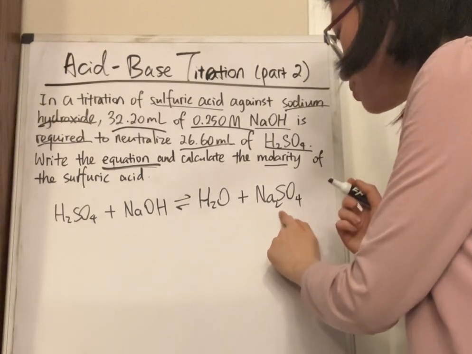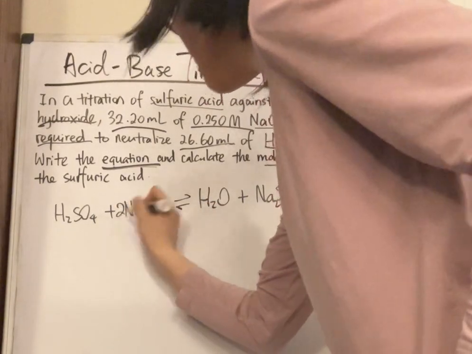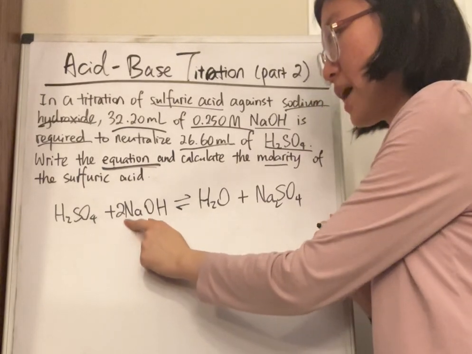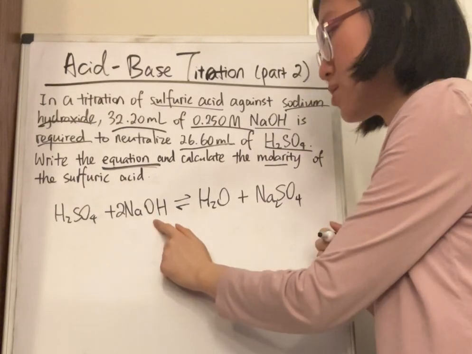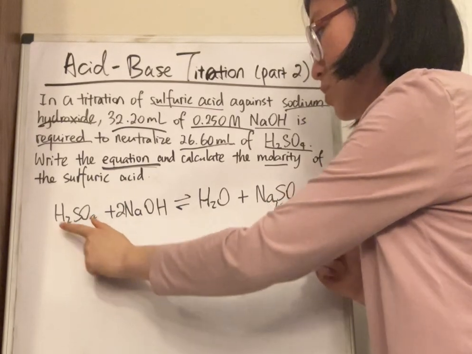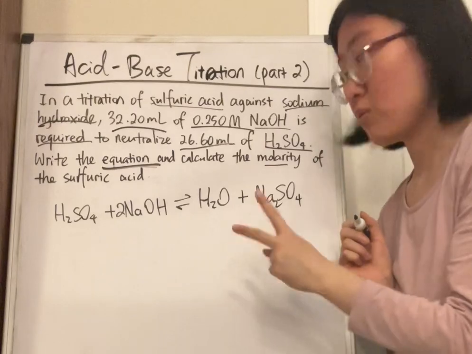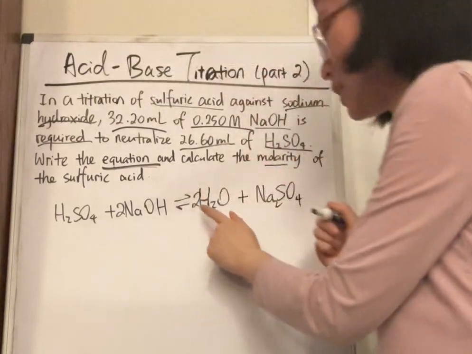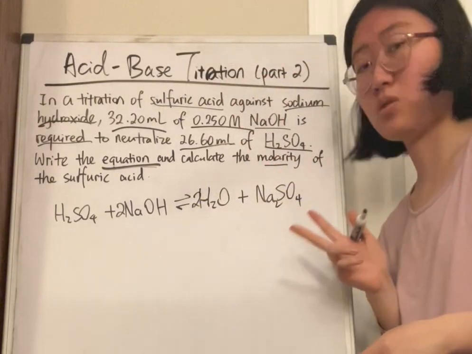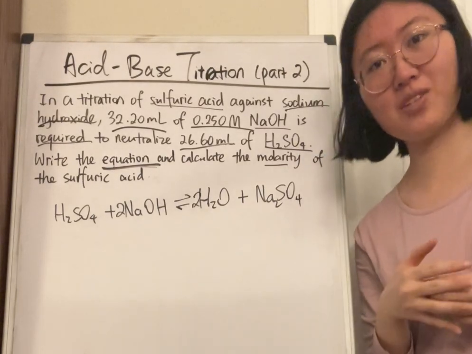We have two sodium ions here, but we only have one on the other side, so we have to add a 2 here. And after we add that, it has 2 oxygen and 2 hydrogen, and there are 2 hydrogen here also, so in total 4 hydrogens. And here we only have 2, which means we have to have 2 here, which means 2 water molecules. Okay, so this is our balanced equation.